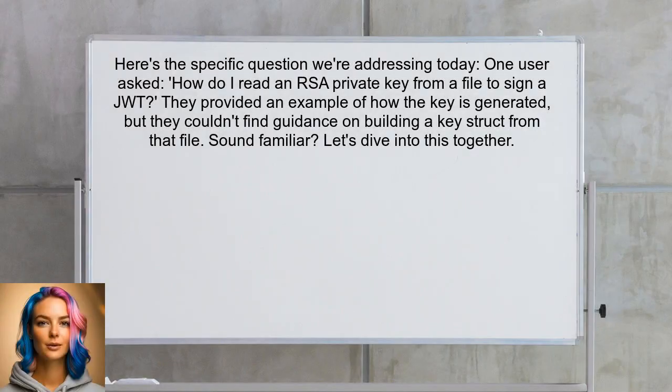Here's the specific question we're addressing today. One user asked, "How do I read an RSA private key from a file to sign a JWT?" They provided an example of how the key is generated, but they couldn't find guidance on building a key struct from that file. Sound familiar? Let's dive into this together.